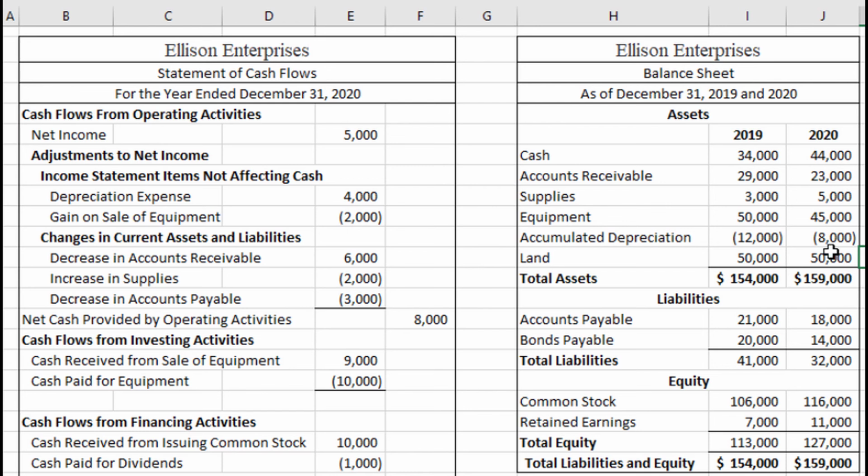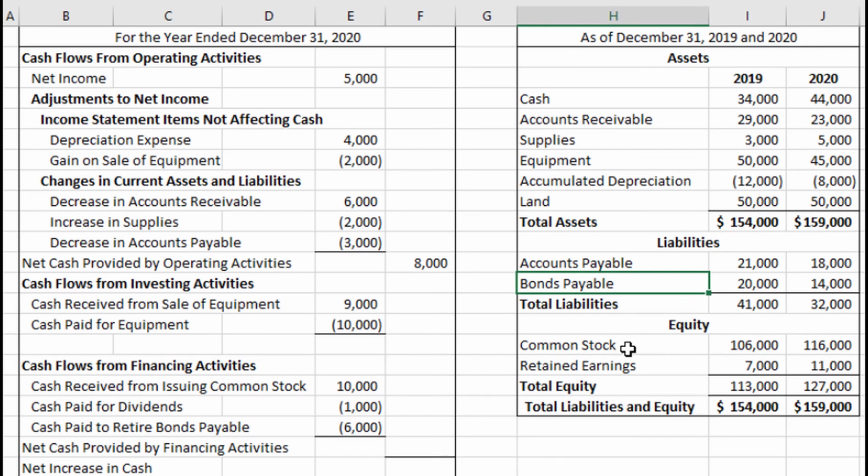We've already dealt with all of the current assets and liabilities in the earlier section, so there's not really anything else to do with those. Bonds payable, we've already dealt with that. We dealt with the change in common stock, and we also dealt with the change to retained earnings. So it looks like we have covered everything. So the next thing to do is to get some totals.